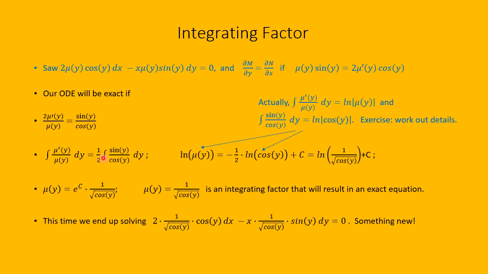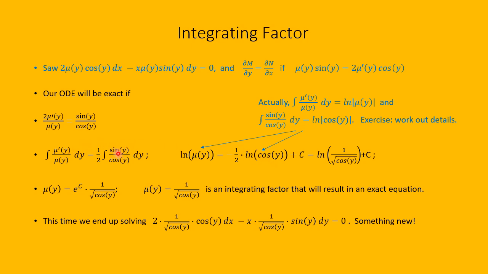So we get this. Mu prime of y over mu of y dy integrated is log of absolute value of mu of y plus an arbitrary constant of integration. Similarly, the integral of sine of y over cosine of y is equal to minus the log of the absolute value of the cosine of y. In our calculation here, I'm just going to look at the one case where the log of mu of y equals minus the log of the cosine of y.